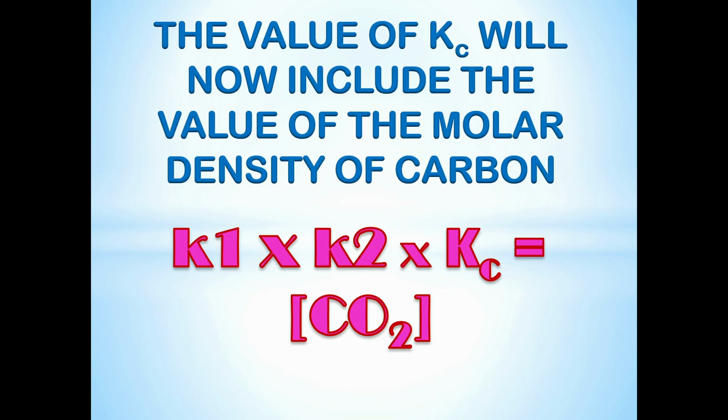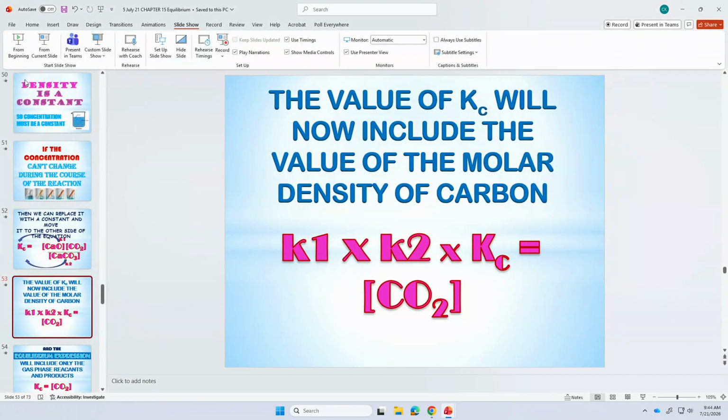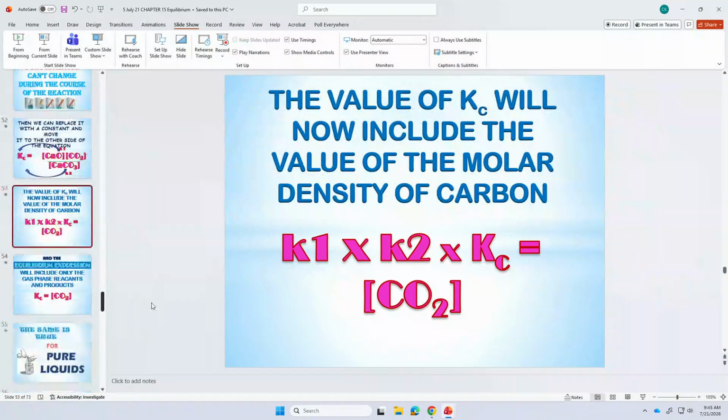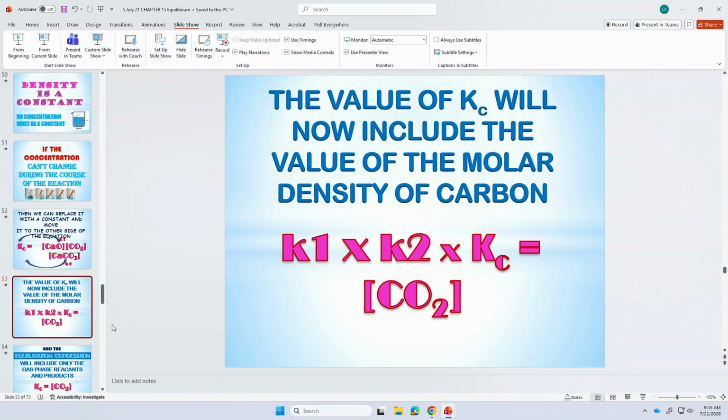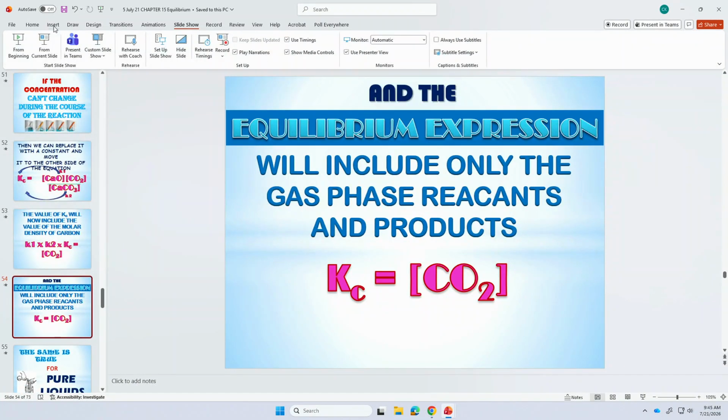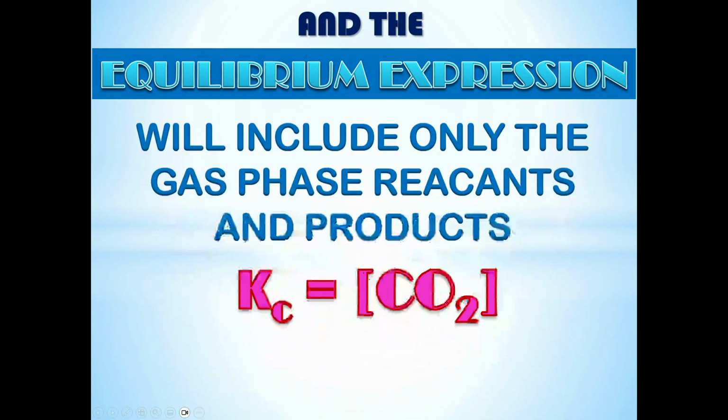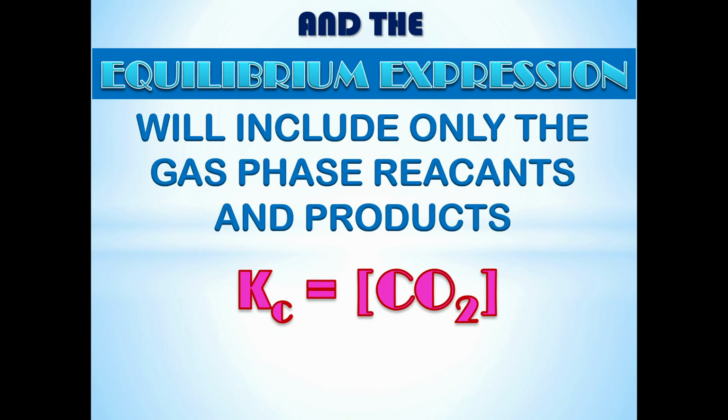So the only thing that ended up in my case of C was my gas. So if I go back to, oh, I'll come back to that then. Let's do one more slide. Okay. So the equilibrium expression for this reaction is simply K sub C equals CO2. Only include things that say a G or an AQ when you're doing an equilibrium constant.